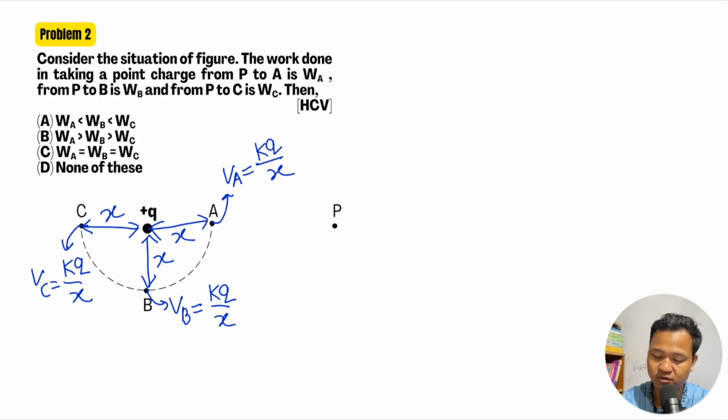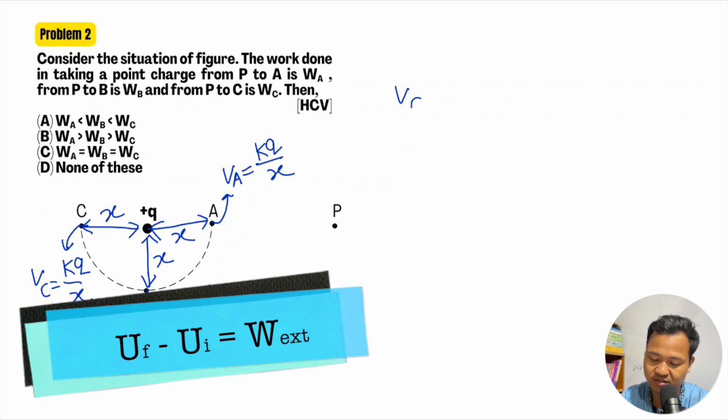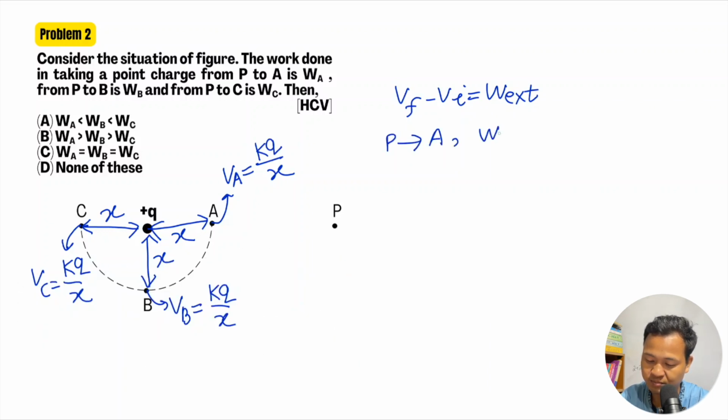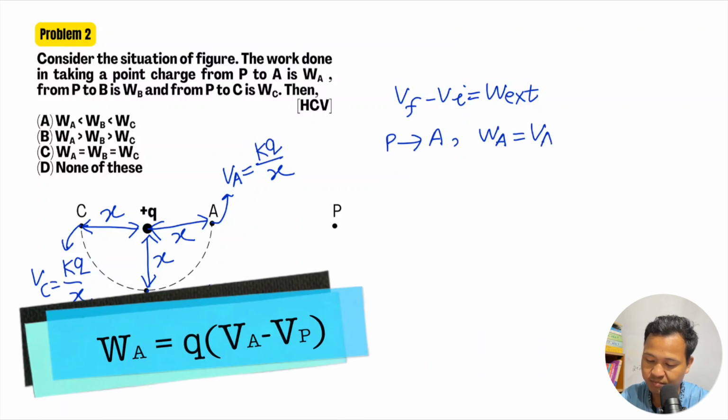So first, when I go from P to A, the work done is V initial minus V final, equal to work done by a conservative force. In taking a point charge from P to A, you can take the external force here. So V final minus V initial equals the work done by the external force. From P to A, the work done is WA, so V final is VA minus VP. VA is KQ divided by X minus VP.